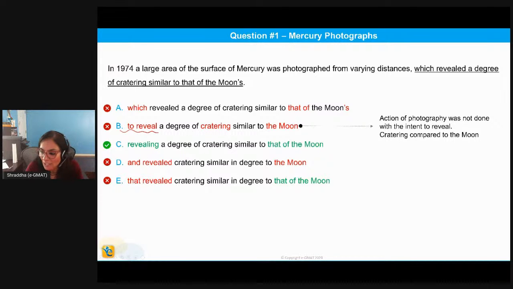Choice C is actually the correct answer choice over here: "revealing a degree of cratering similar to that of the moon." Let's talk about this answer choice. It is using a comma plus verb-ing modifier. If we look at the structure, there is a clause, then a comma, and then the verb-ing modifier. Somebody asked: when we see a comma plus verb-ing modifier after the clause, does it modify the entire preceding clause, or does it modify the action in the clause?